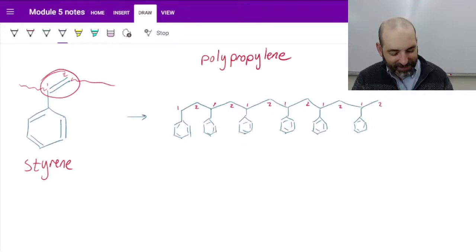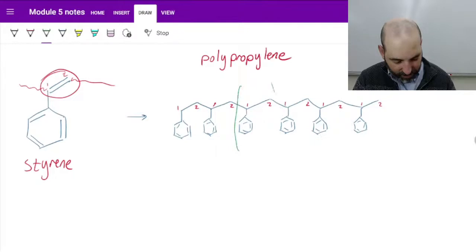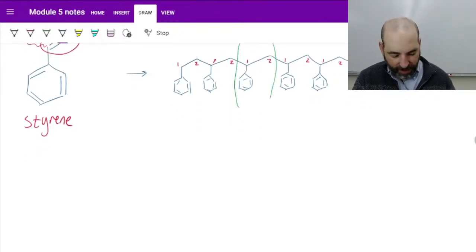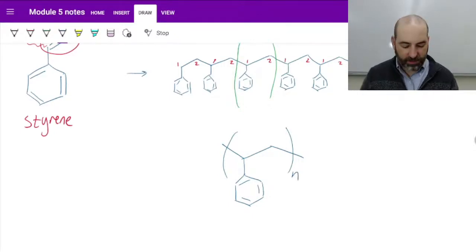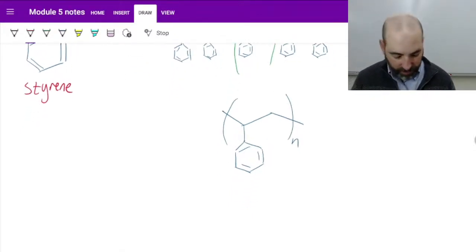So then if we want to look at the smallest repeating unit of this structure, we can pick wherever, but let's just say here, 1 and 2. And then we can draw that as a single repeat unit. Like that. And that's indicating that this thing is repeating over and over and over again.